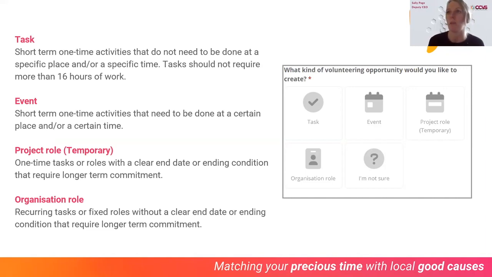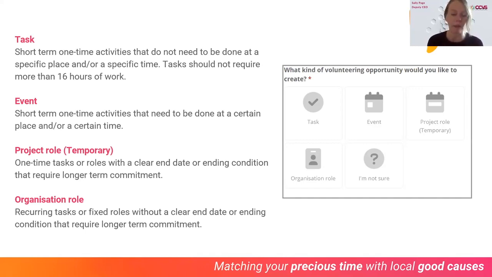You've got task, which is very much a one-off thing, no specific time. So it might be filling out surveys or helping in someone's garden. You have events that might be more relevant to stewarding a half marathon. Project role, which could be something someone's going to be involved in maybe over Christmas because you've got a higher need. And then organisation role, which is that ongoing role where you'd like someone to volunteer on a more regular basis.